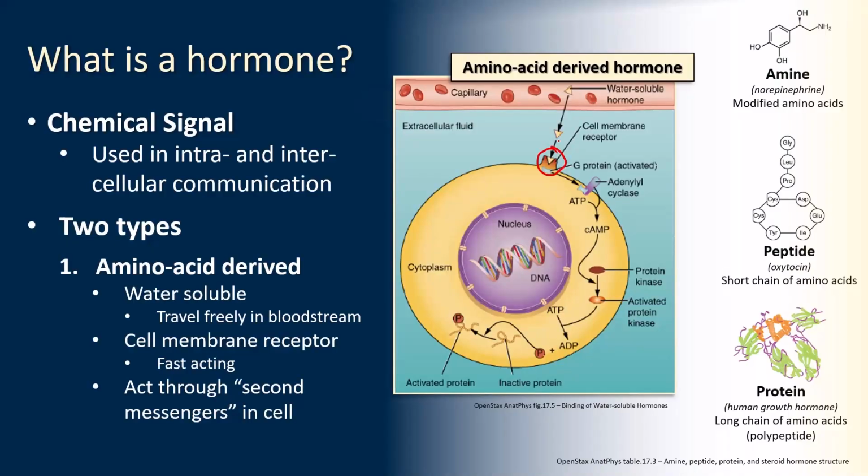Because that receptor is on the outside of the membrane, the effect that this is going to have on the cell has to be affected by second messengers. So we have a whole cascade of events here that happens before we end up with the final product.